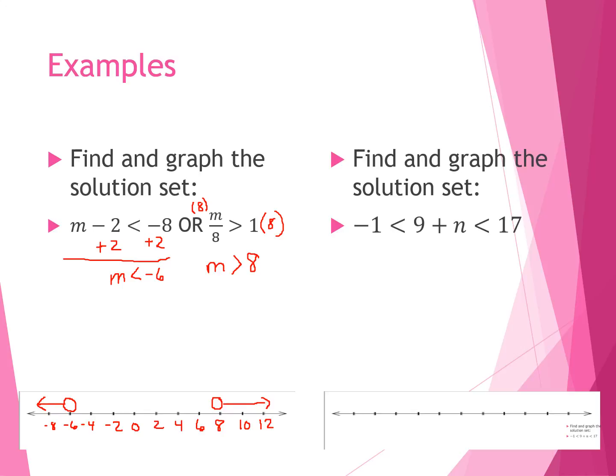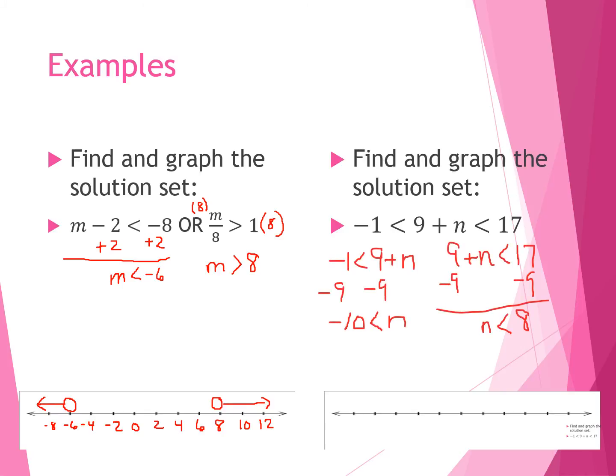Let's take a look at the right side. The first thing I need to do is separate them so that I can solve them individually. I then subtract 9 on both sides, both times. On the left one, I get -10 is less than n, and on the right side, I get n is less than 8.